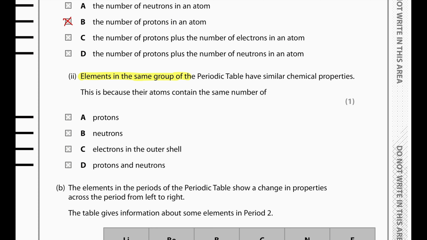Elements in the same group of the periodic table have similar chemical properties. This is because their atoms have the same number of outer shell electrons. So it is the outermost shell electrons that determine the chemical reactivity of an element. So if the outer electrons are similar, then the chemical properties will also be similar.